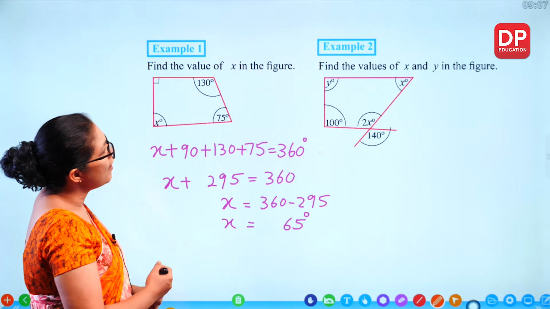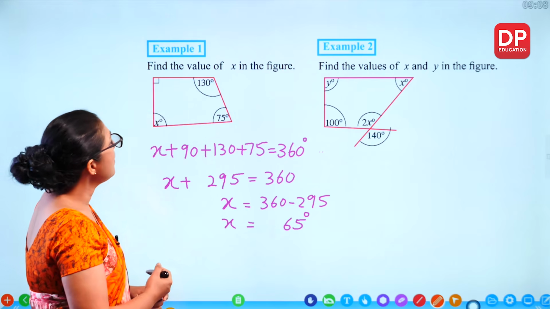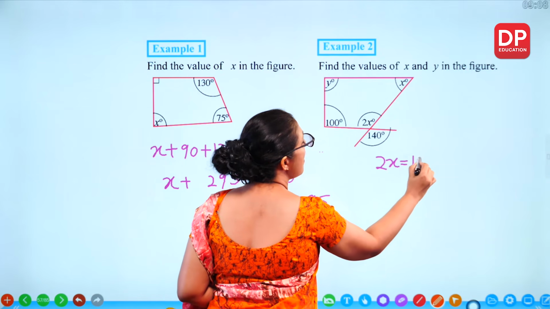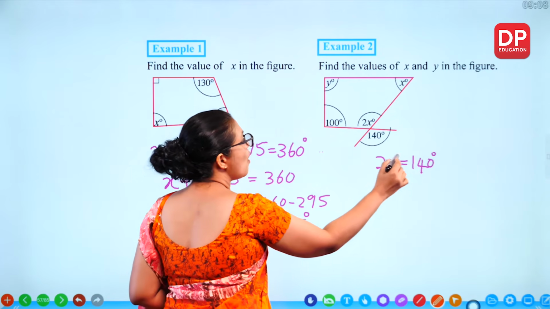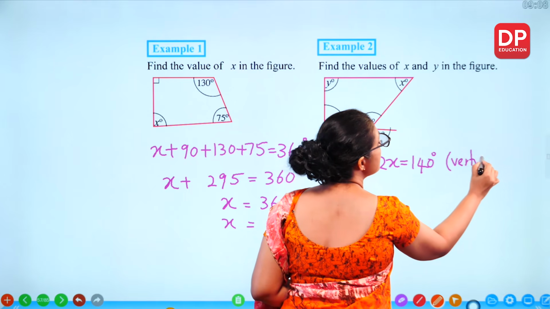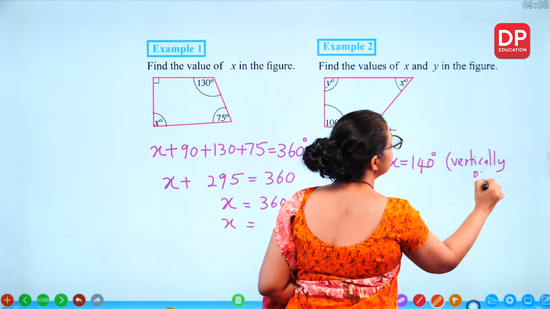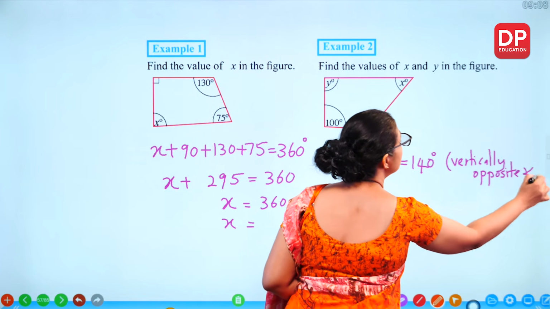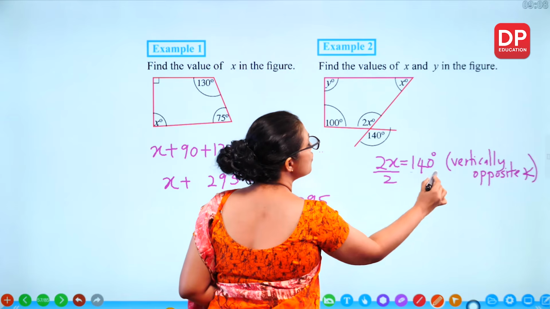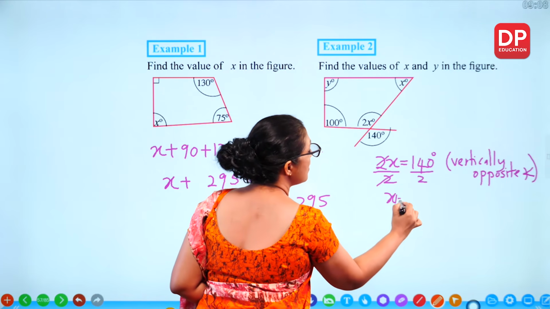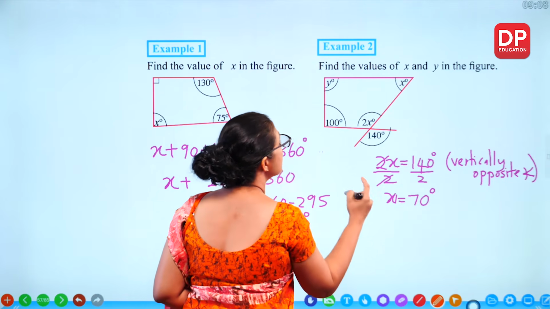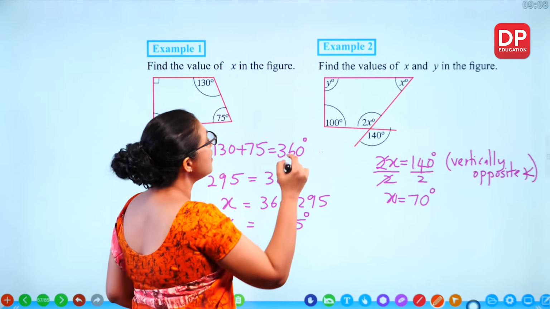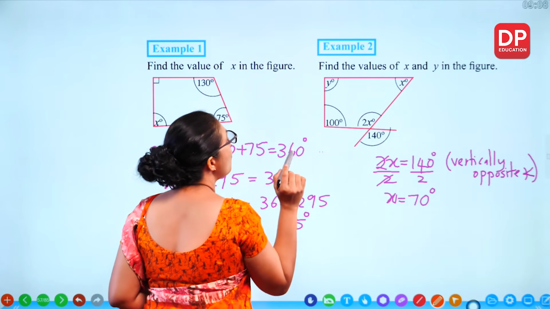Example number 2. Find the values of x and y in the figure. Here, straight away, you can write 2x equals 140 because these are vertically opposite angles. So vertically opposite angles are equal. So when you divide by 2, you get x equals 70 degrees. So x is 70. Now you can use the angle sum of a quadrilateral here to find out y.